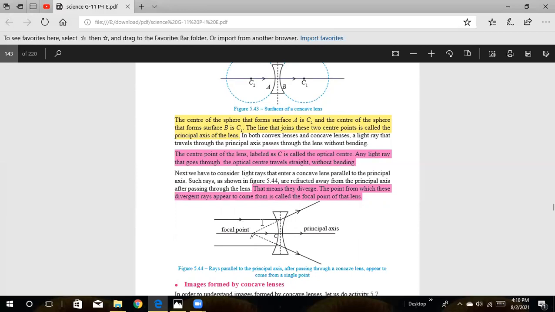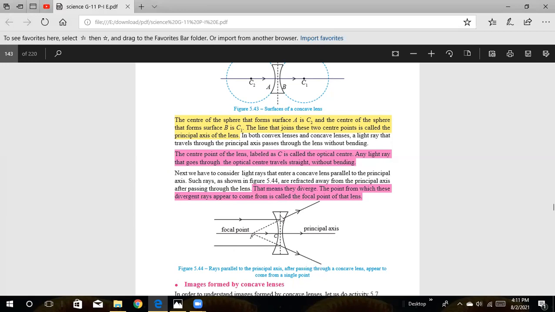And another ray comes parallel to the principal axis. After refraction, that ray goes away from the principal axis. You can see here, one ray comes from here and refracts away from the principal axis. Another ray, parallel to the principal axis, again refracts away from the principal axis.